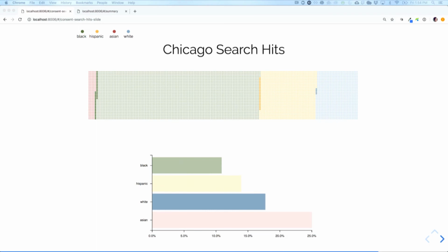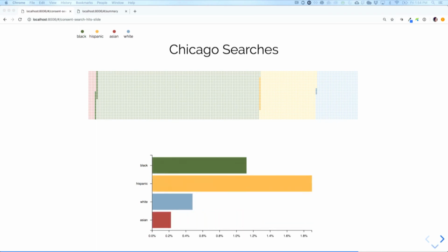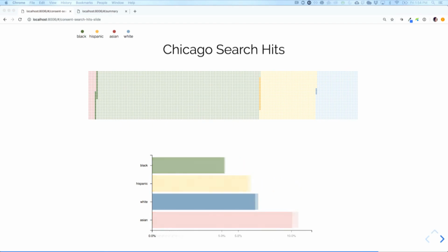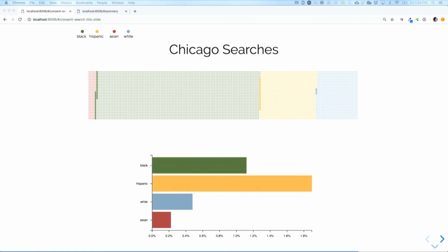So you can see that although the search rates for Hispanic and Black drivers are far more than the white rate, they are less as far as hit rates go. The other thing to notice too is that none of these are statistically significantly different, which is still saying something in support of the fact that this doesn't make sense, right?